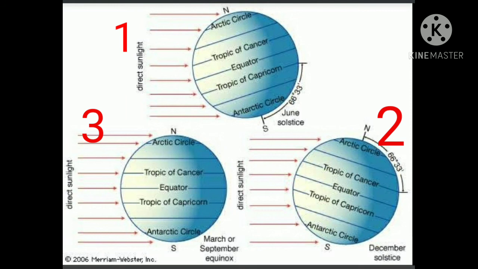First one is summer solstice, that is, direct rays are falling on the Tropic of Cancer. Number 2 is direct sun rays falling on the Tropic of Capricorn, that is winter solstice. Next, third one is direct sun rays falling on the equator, that is equinox.